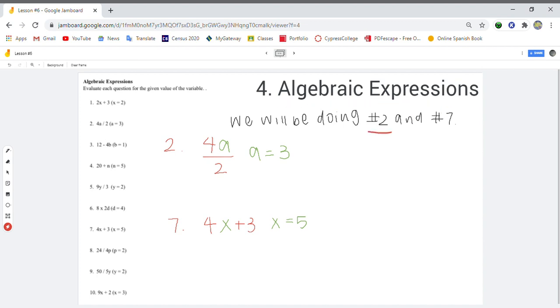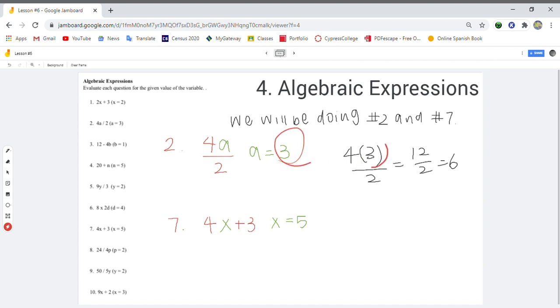It's pretty easy. We're going to do number 2 and number 7 together. It says evaluate each expression for the given value of the variable. So number 2, we see that we get 4a over 2, and it says a equals 3. So we're just plugging in values. If we know that a is 3, then we'll be doing 4 times 3, since a is 3, over 2. And we just do 12 over 2, and then we get 6. So we're just substituting 3 for a, like this.